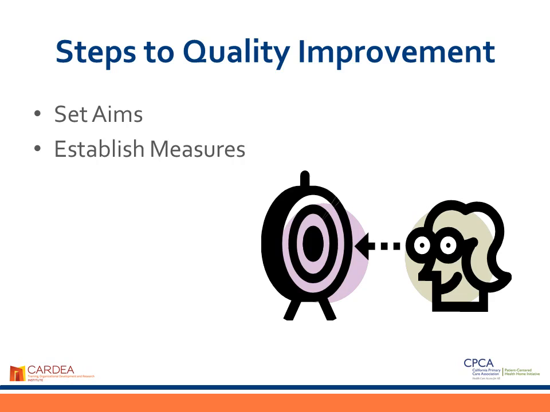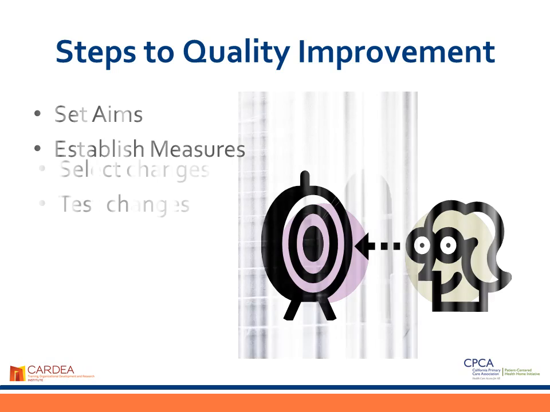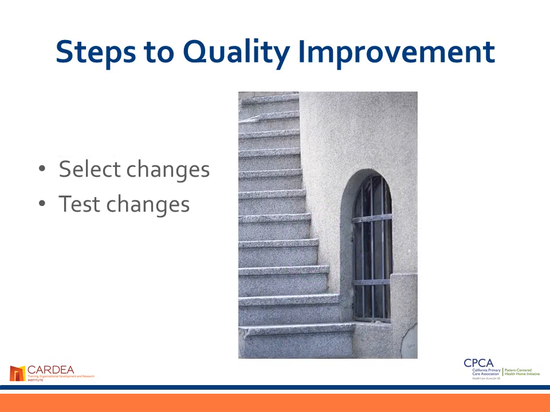The other steps in this QI process are things you'll do after collecting all your baseline information and identifying areas needing improvement. Those steps involve selecting changes you want to make to improve the issues you identify at baseline that need improvement. And finally, you need to test those changes. Again, we recommend the PDSA process.